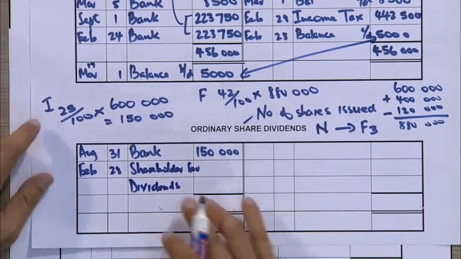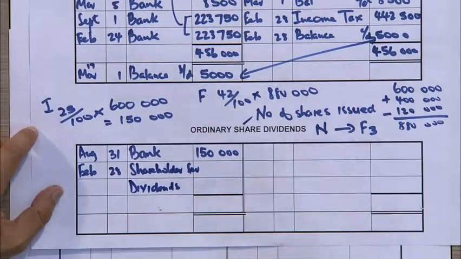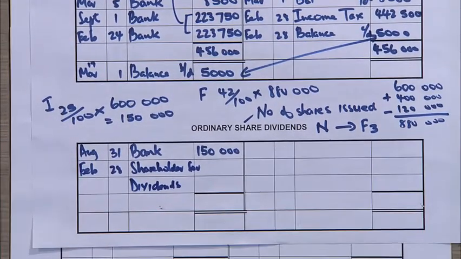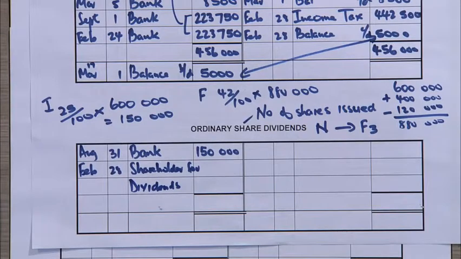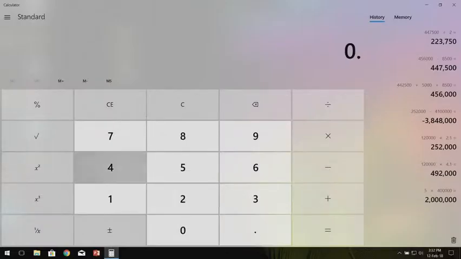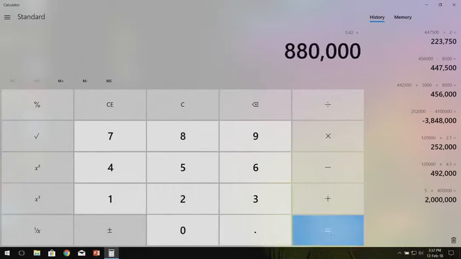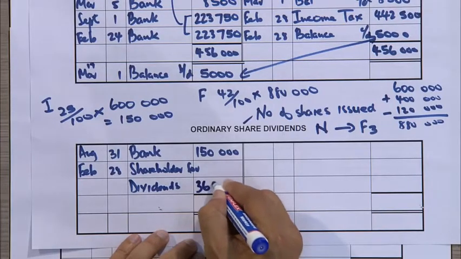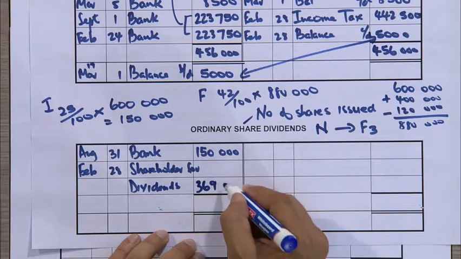Which means we still owe the shareholders for dividends an amount of, if we calculate that quickly, 42 cents times 880,000. It gives you 369,600.